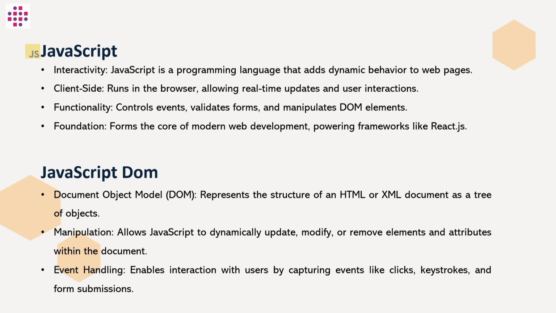What is the JavaScript DOM? The JavaScript DOM is like a tree that represents the structure of HTML. JavaScript uses the DOM to change, add, or remove HTML elements and attributes on the web page. The JavaScript DOM allows JavaScript to respond to user actions like clicks and keystrokes.